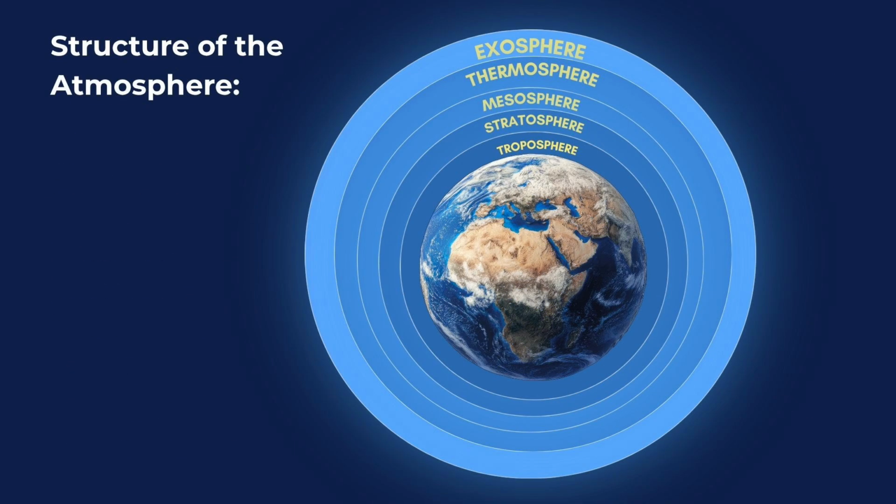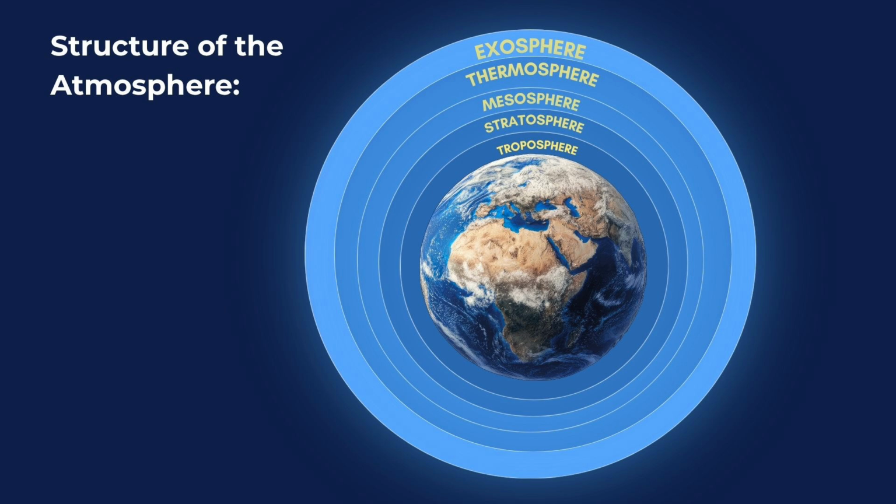The atmosphere is divided into 5 layers: the troposphere, stratosphere, mesosphere, thermosphere, and exosphere. Each layer has different characteristics depending on the altitude and temperature. These layers are important because they help regulate climate, protect the Earth, and allow satellites to function. I will explain each layer in the next slide.